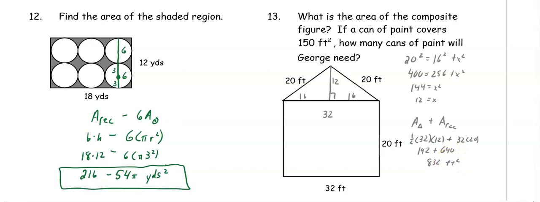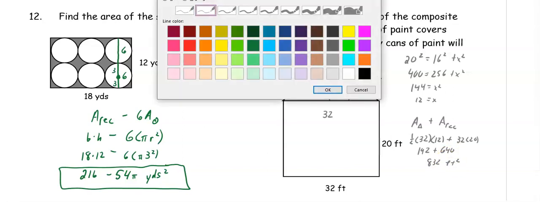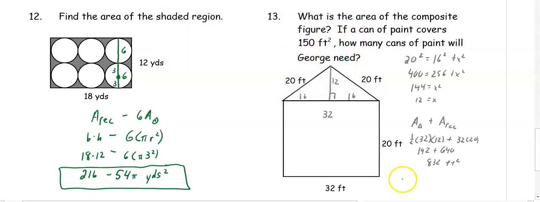But we need to figure out how many cans of paint we need for the house. So we're going to take our area and we're going to divide by how much each paint can covers, which is 150. So when we divide, we get 5.55 cans. You can't buy a portion of a can, so that would mean he would need to buy 6 cans of paint.